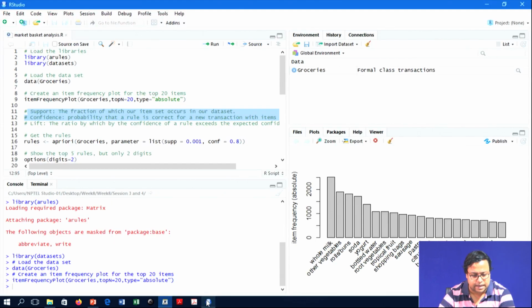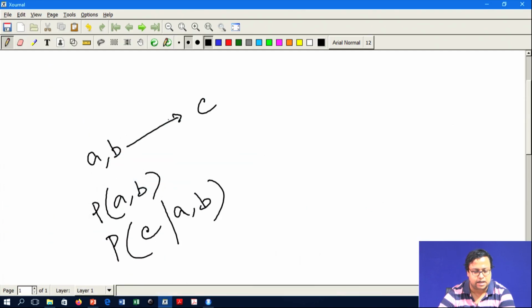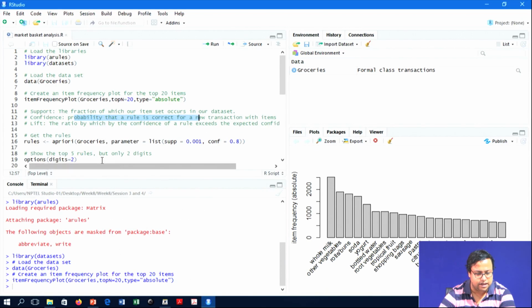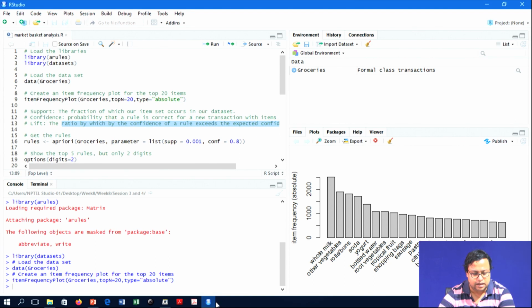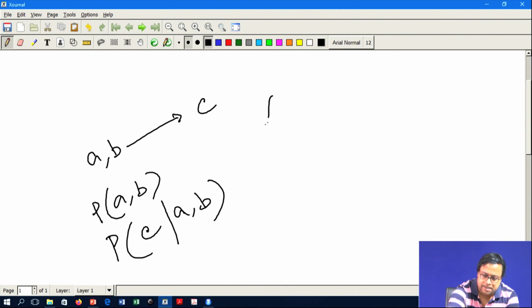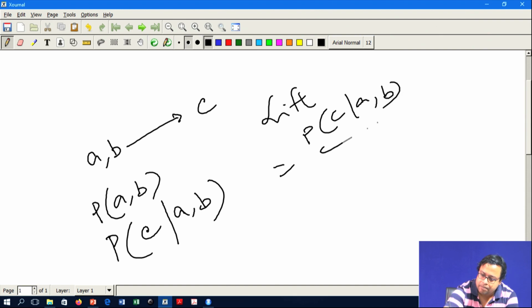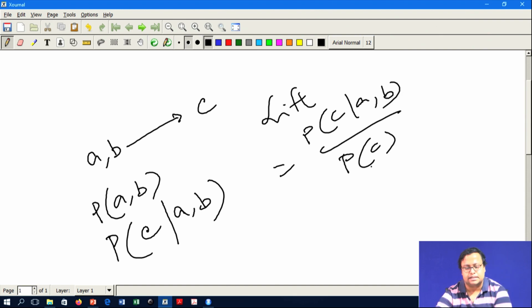Support is the fraction of the data set in which our item set occurs. Confidence is the probability that a rule is correct, that this rule holds, which is the probability of C given A comma B. And lift is the ratio by which the confidence of a rule exceeds the expected confidence. In other words, lift is the probability of C given A comma B divided by the probability of C.